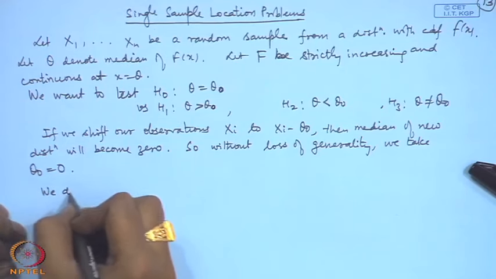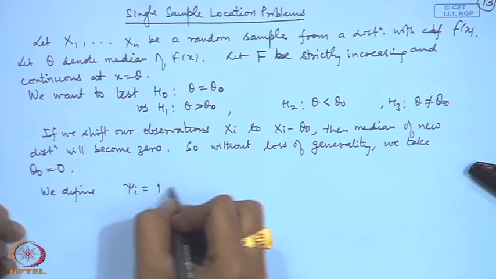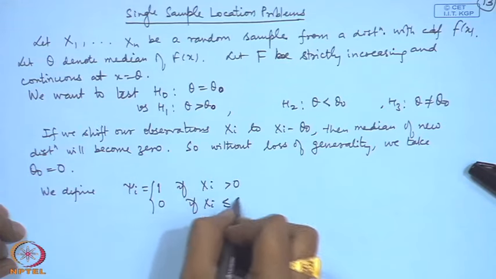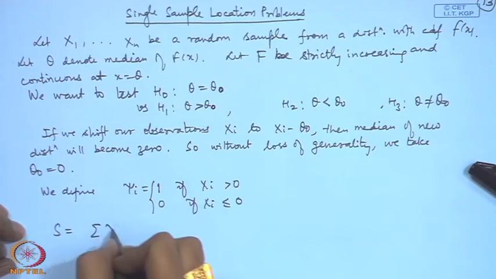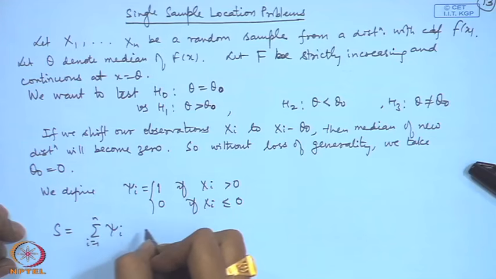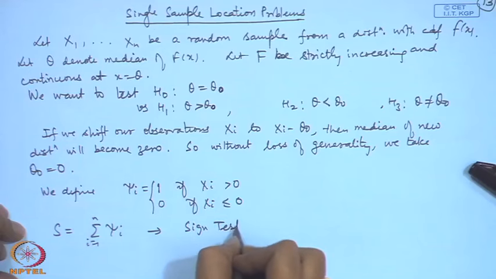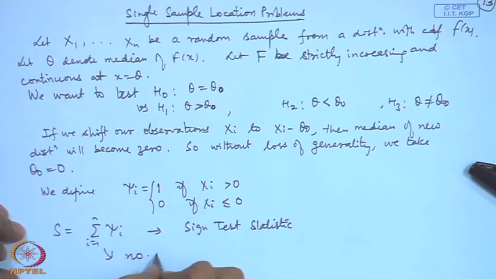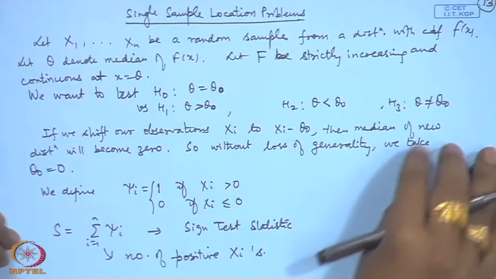We define psi i equal to 1 if Xi is greater than 0, and 0 if Xi is less than or equal to 0, and we define S equal to the sum of psi i, i equal to 1 to n. This is called the sign test statistic, because this is giving you the number of positive Xi's. How many Xi's are positive? It is exactly telling that.